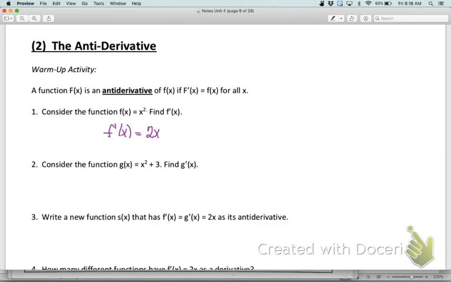Okay, so let's consider g of x to be x squared plus 3. What is that derivative? Well, g prime of x is going to be the derivative of x squared, which is 2x. The derivative of 3 is 0 because it's a constant.